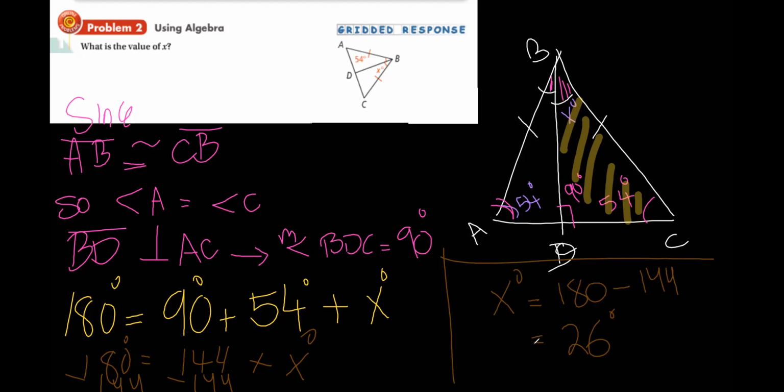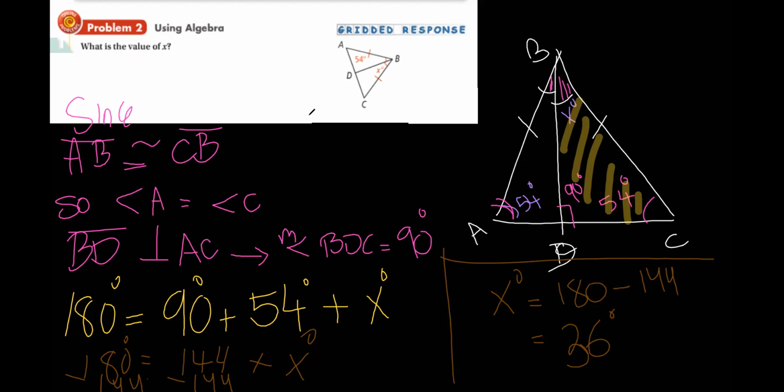Is it clear? Teacher, isn't it 36? Yes, sorry, 36, not 26. 36 plus 144 is 180, yes. Thank you. So the answer here is 36.